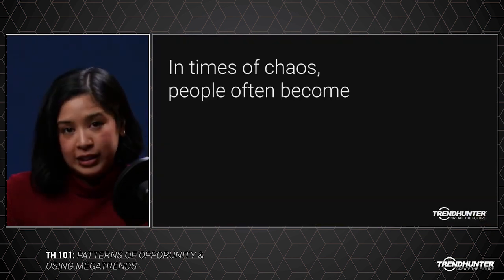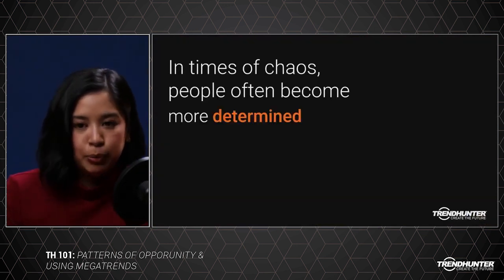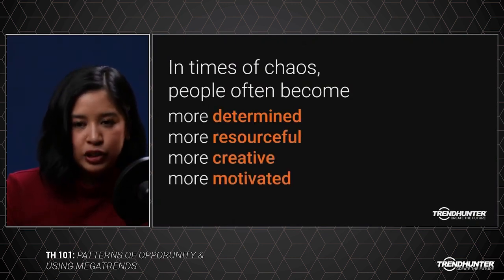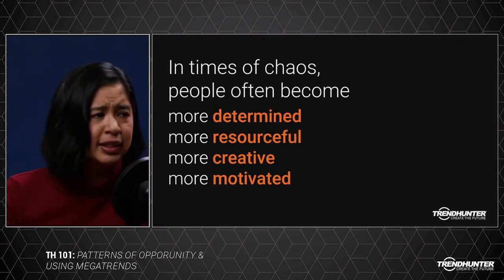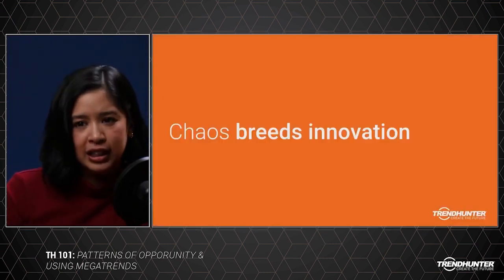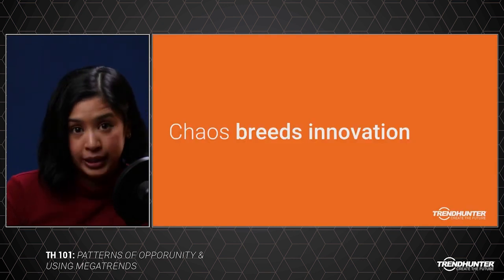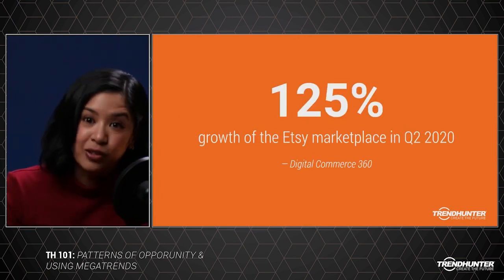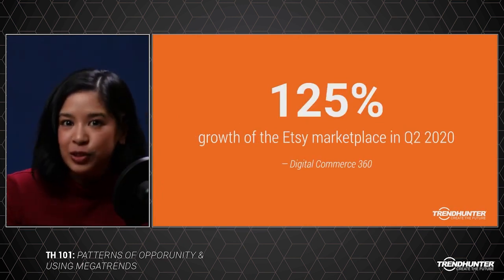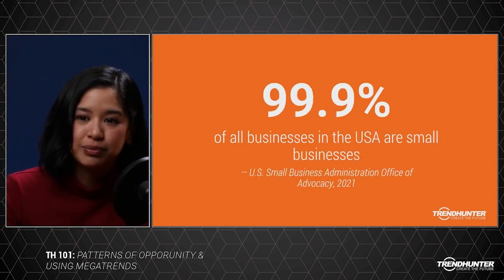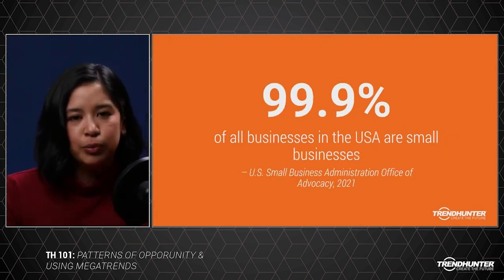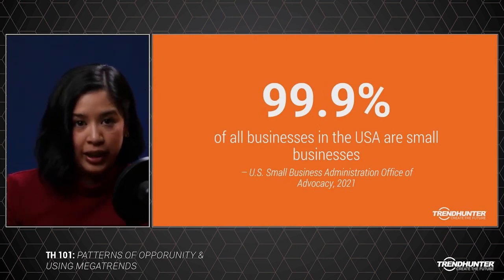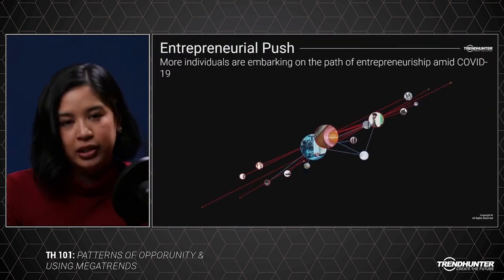In times of chaos, this is even more prevalent because people often become more determined, more resourceful, more creative, and more motivated to work for themselves, to be autonomous. In fact, so many of the iconic brands we know started in times of difficulty because chaos breeds innovation. This may be why there was 125% growth of the Etsy marketplace in Q2 2020 alone. That is huge. As well, 99.9% of all businesses in the USA are small businesses. This is as of 2021, and I'm sure this number is on the rise as well.